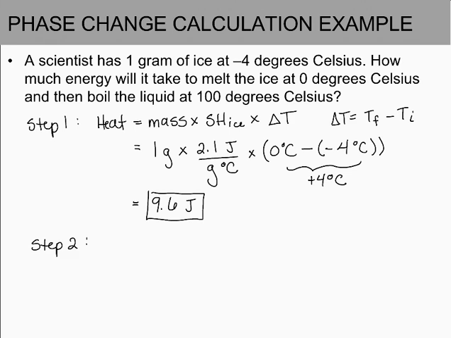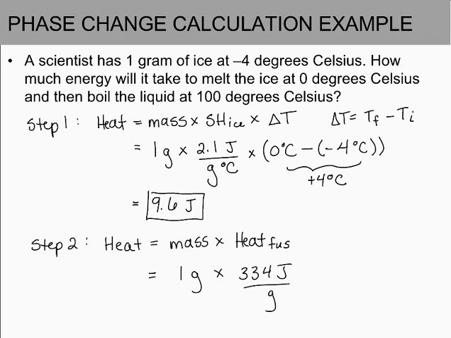All right, and then step 2, we're going to use that second equation we saw, where heat is equal to mass times the heat of fusion. So we have 1 gram of water, and earlier we saw that the heat of fusion for water is 334 joules per gram. So that's super easy. We're just multiplying 1 by 334. So for step 2, we need 334 joules of energy or heat in order to melt that 1 gram of ice.